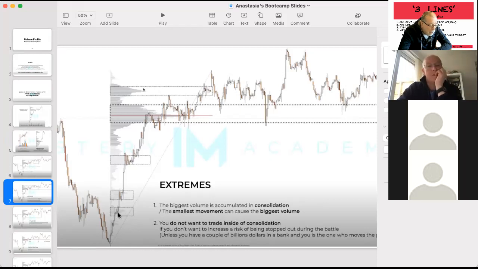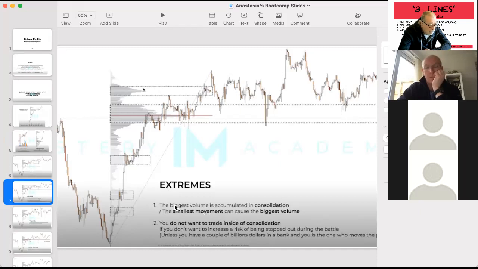They're putting more and more money into a buy. And that's the price action that you've got to look for. So what she's saying is the biggest volume is accumulated in consolidation. This is where they're putting all the money in. These rectangles are outlining where the buyers have been putting the money in.